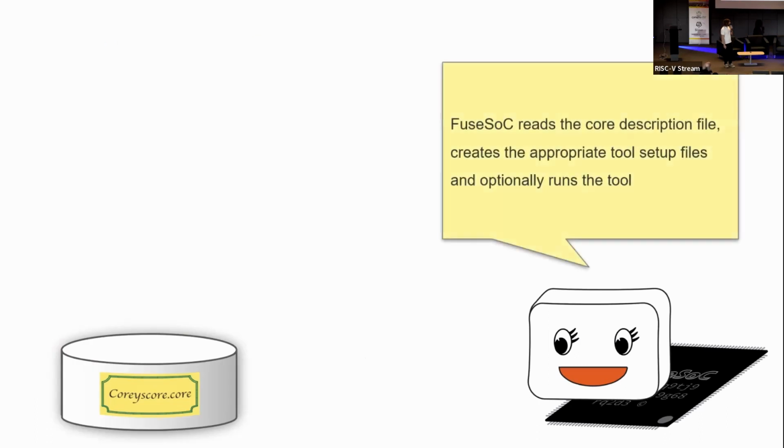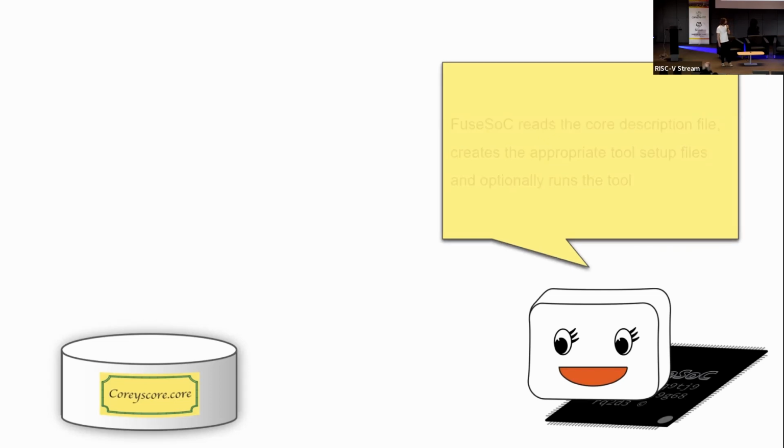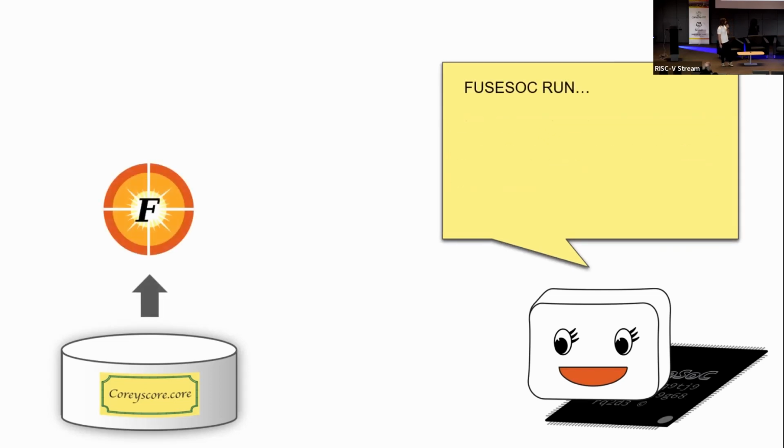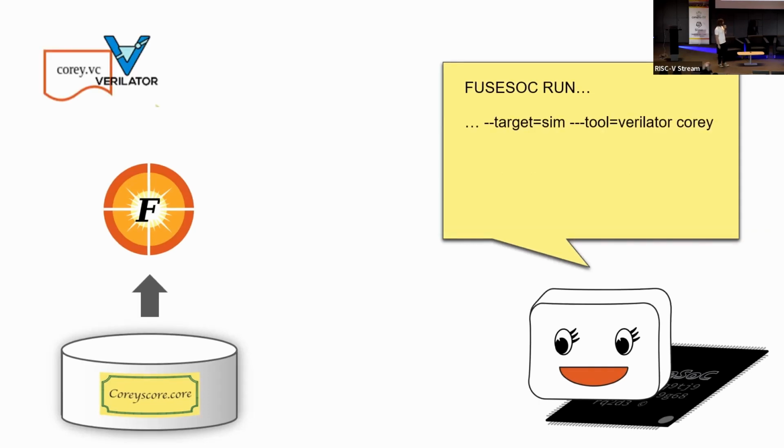And with that, we have basically all we need to start FuseSoC. So what we will do is that we'll tell FuseSoC to run, and then we tell it which core you want to use, which tool you want to use, in case there are multiple tools you can use for the same target, and of course the target. So this is a simulation target. We're using Verilator to simulate it, and we use the core.